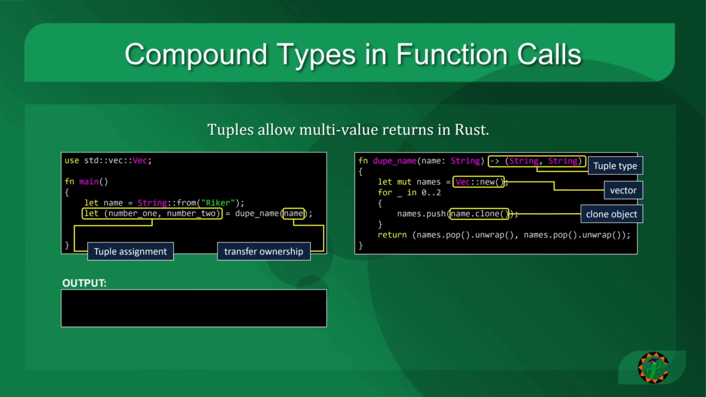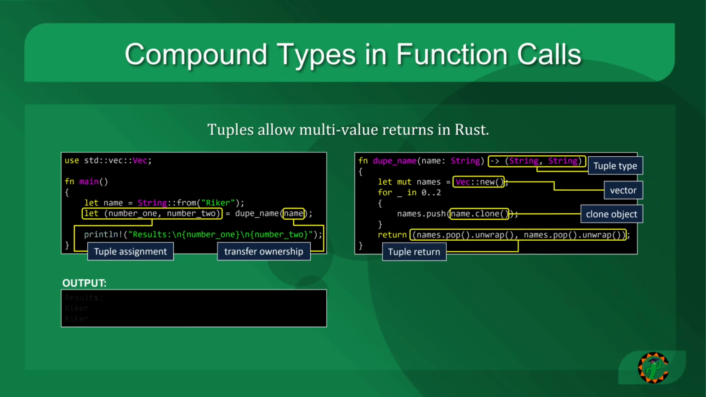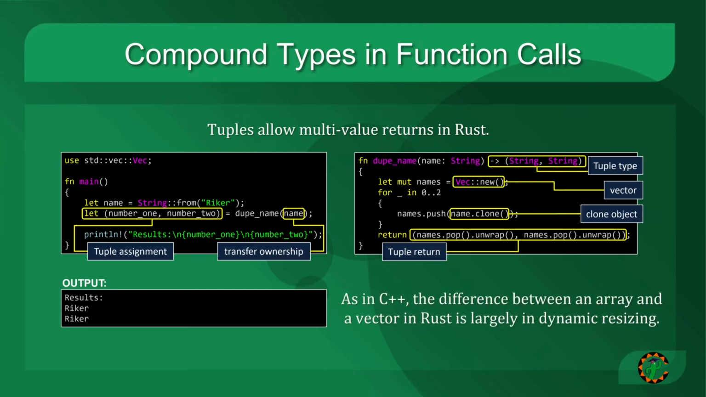In this case, we create a new tuple from the items we pop from the vector. We print those values to the screen, and then the program ends. It's worth keeping in mind that Rust vectors are designed similar to the C++ vectors. They're essentially arrays with dynamic resizing mechanisms. This makes them a very low-cost abstraction.